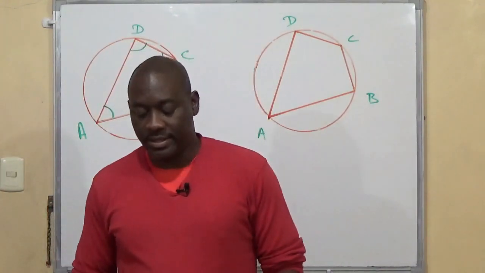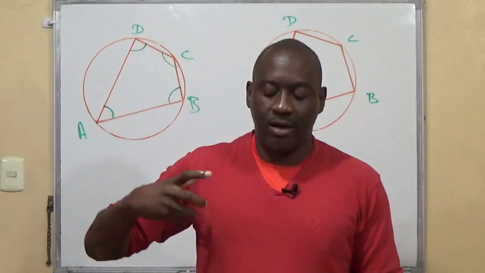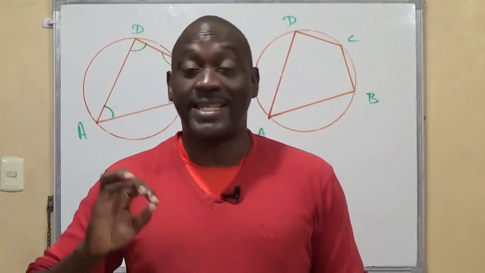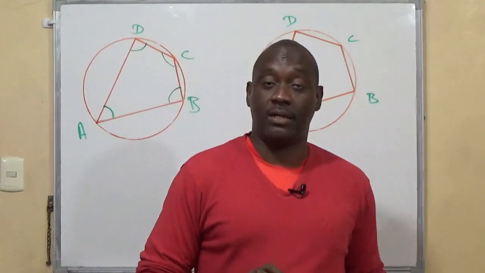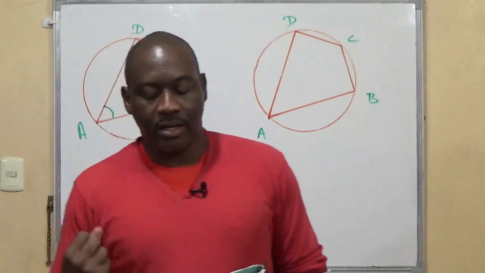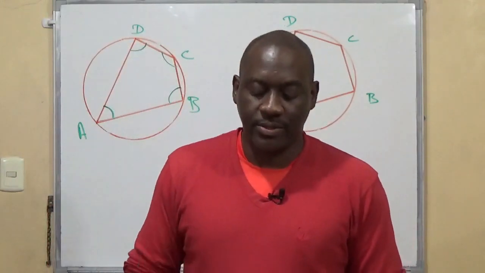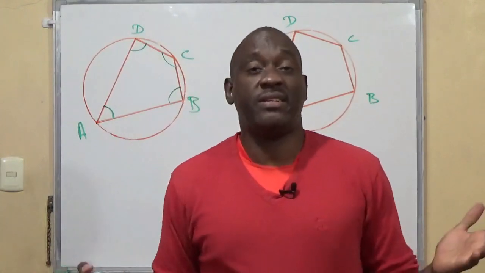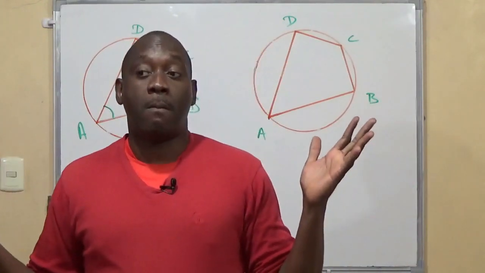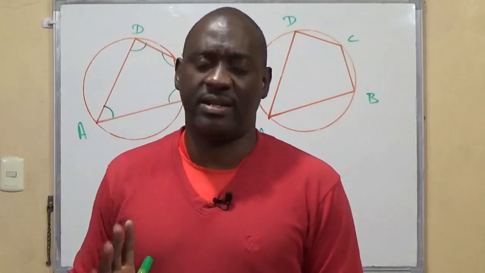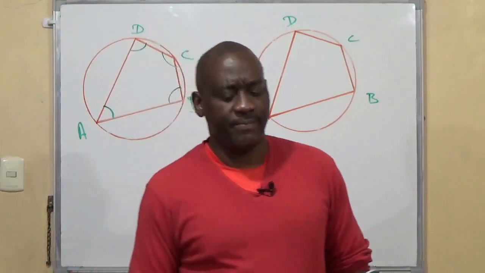says that the exterior angle of a cyclic quadrilateral is equal to the interior opposite angle. Let me say that again. The exterior angle of a cyclic quadrilateral is equal to the interior opposite angle, or the opposite interior angle. How I would put it, I would say the opposite interior angle. It makes more sense from a linguistic standpoint.